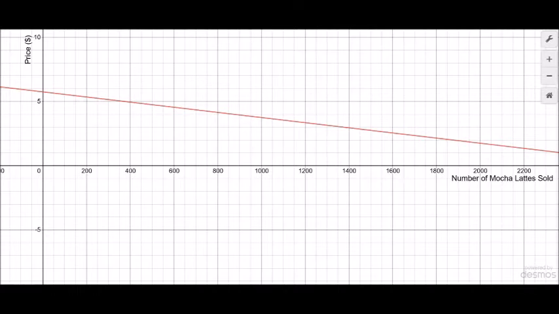Analyzing this function on Desmos, we can visually see the relationship between these values. It is apparent how the lower the price is, the more people are going to buy the product, which in this case are the mocha lattes.